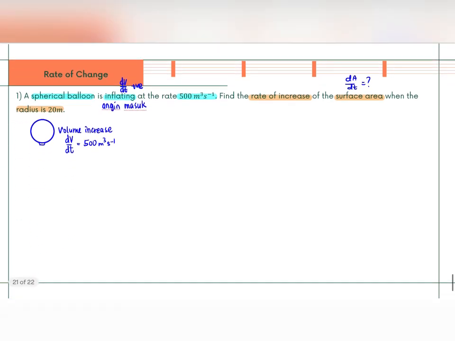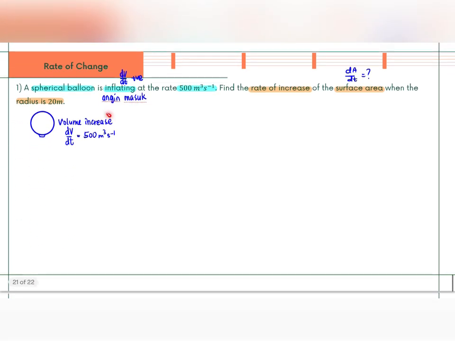So numerical information yang kita ada adalah this one, volume increase. So dV over dt is 500 meter cube per second. And then soalan nak kita cari dA over dt when our radius is equals to 20 meter. So ini adalah numerical information yang diberi. Okay, now kita akan write the related equation, related formula.